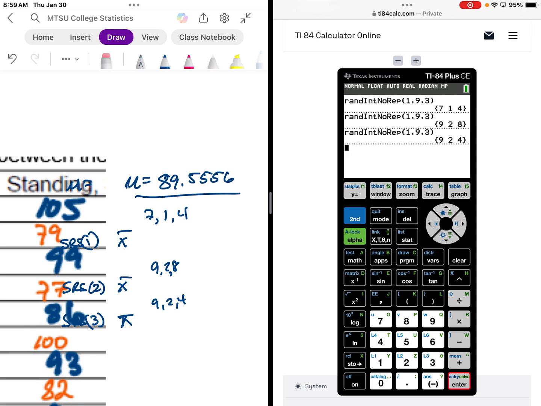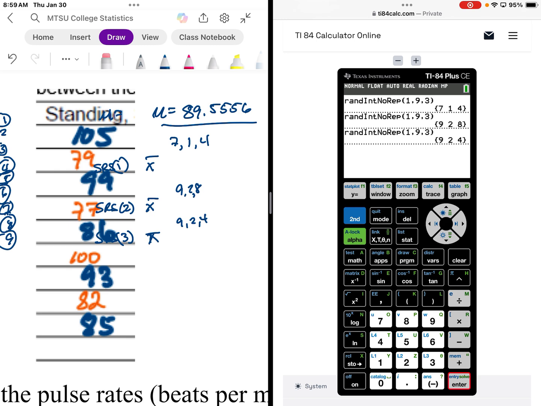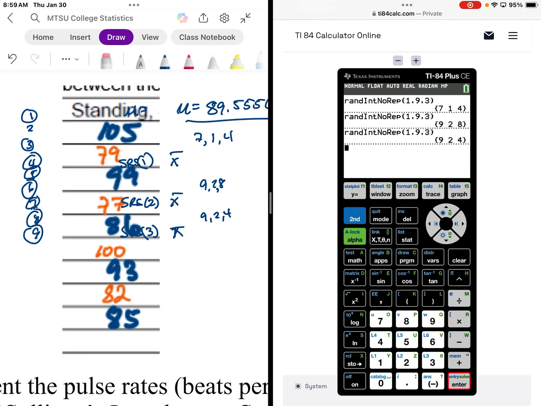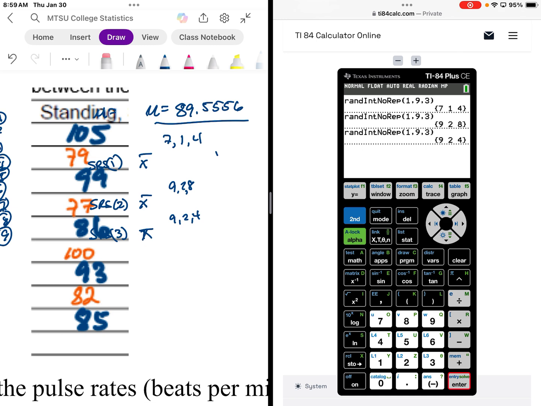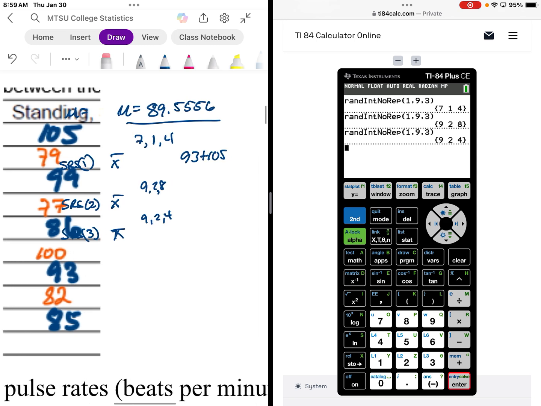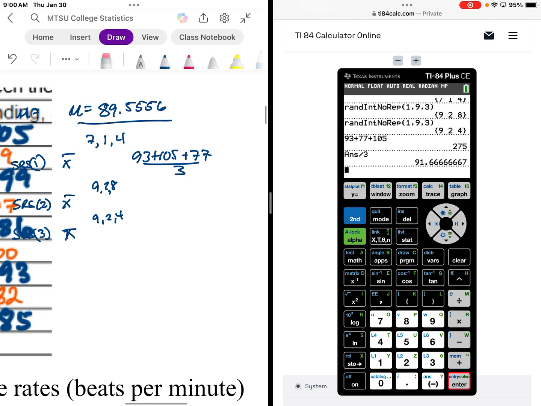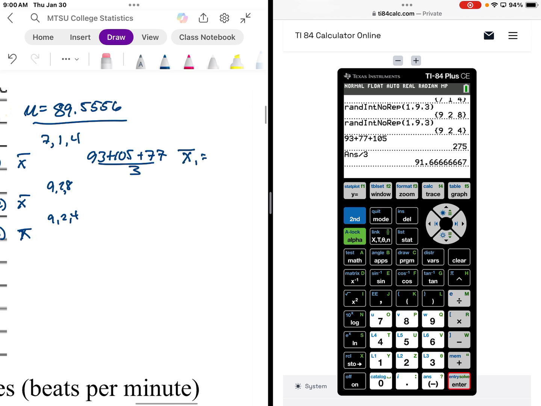Okay. All right, so now let me find my mean of those. So student number 7 was 93, plus 105. Number 4 was 77. I've got to divide that by 3. So 93 plus 77 plus 105 divided by 3. All right, so that first one, X bar 1, was 91.66667.